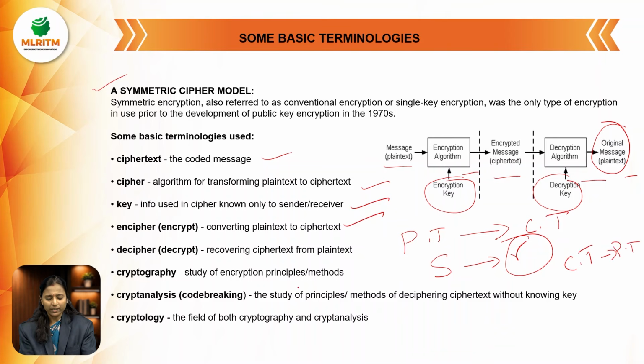Then, what do you mean by cryptography? It is a study of encryption principles or methods. The next is cryptanalysis. Cryptanalysis is code breaking. This is the study of methods of deciphering text without knowing the key. Then the next is cryptology. Cryptology is called the combination of both cryptography as well as cryptanalysis.